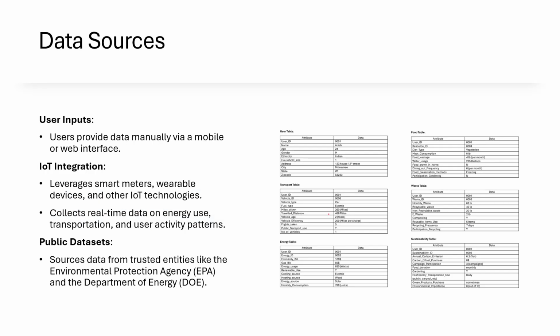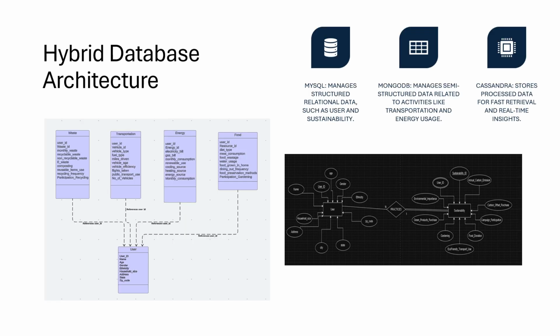So the users will input their data manually using a mobile app or web interface. I'm also using a bunch of IoT integration to get more accurate data, like smart meters, wearable technologies, and GPS trackers to track various usage data like energy use and transportation patterns of the user. And for the preliminary data set, I'm taking the data from the Environmental Protection Agency and the Department of Energy. This is the architecture of my database.